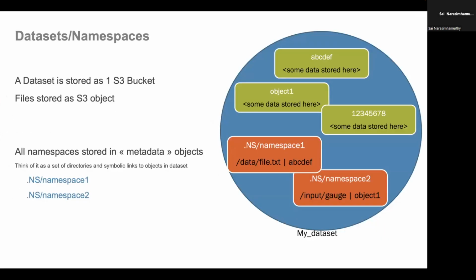So referencing back from the previous slides as well, here's a more graphical representation where a data set, we store it as one S3 bucket. And yeah, the files can be stored as S3 objects. And namespaces, again, storing metadata with the objects. So yeah, a good example, as shown, think of it as a set of directories and symbolic links to objects in the data set. So hopefully this topic is quite clear. Sai gave a great introduction to it. Before that, Philippe Couvet had a great presentation. So I hope now at this point, it's quite clear what a data set and namespace is in the IO-SEA project.